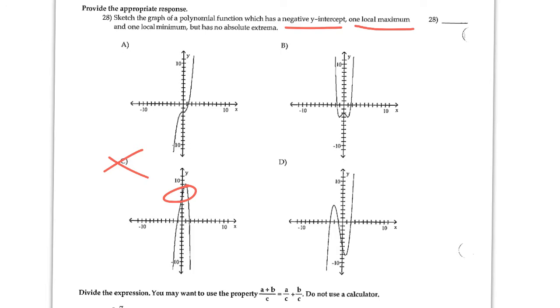1 local maximum, that is 1 hill, and 1 local minimum, 1 valley, 1 hill, 1 valley, a negative y-intercept, and has no absolute extrema, true because this goes down forever and up forever, thus preventing anything from being the absolute top or absolute bottom. I believe the answer is D.